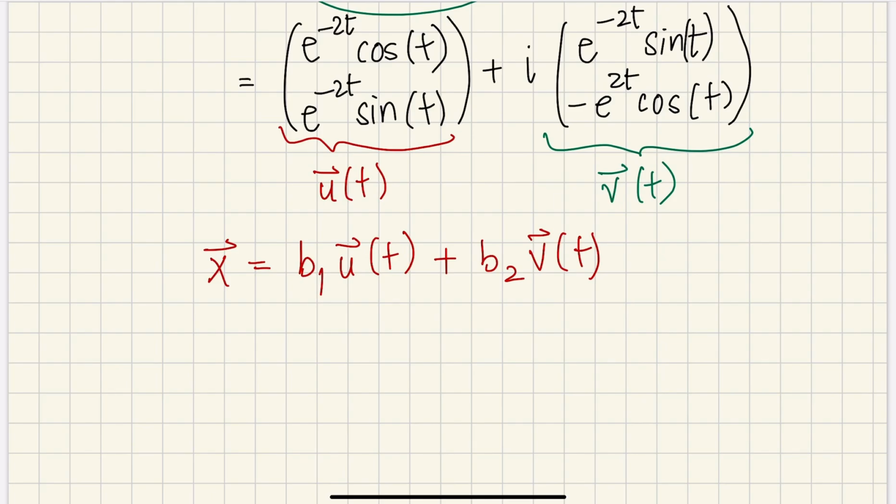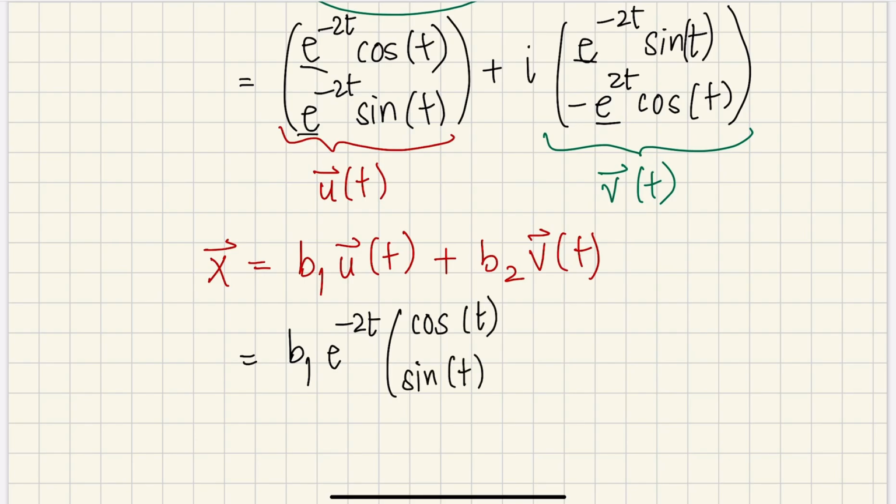should be of the form b1 e to the negative 2t. Now I'm taking e to the power negative 2t out of everything. It's everywhere. Cosine t, sine t, plus b2 e to the negative 2t times sine t, negative cosine t.